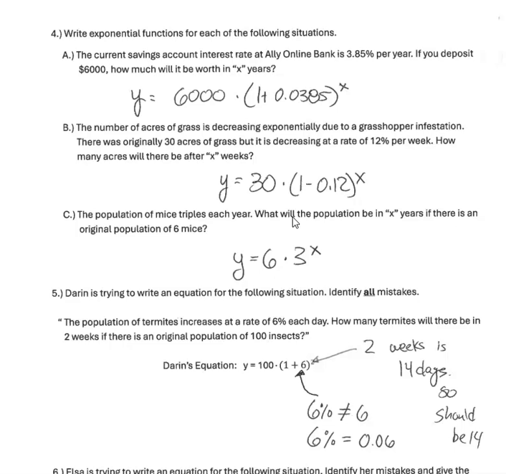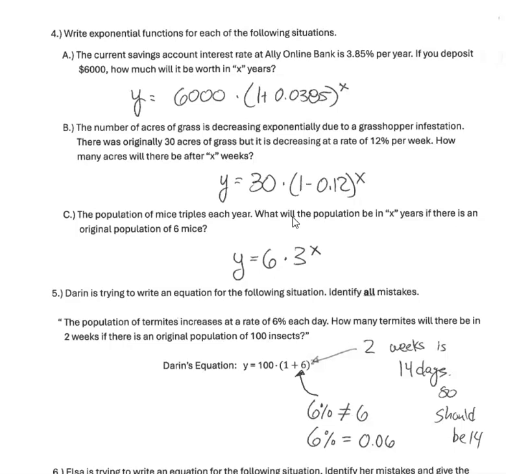The next one says the number of acres of grass is decreasing exponentially due to a grasshopper infestation. There were originally 30 acres of grass, but it's decreasing at a rate of 12% per year. How many acres will there be in x years? So when you're looking at this, it is going to be the original, which is 30, times 1 minus the 12%, which is 0.12, to the x.